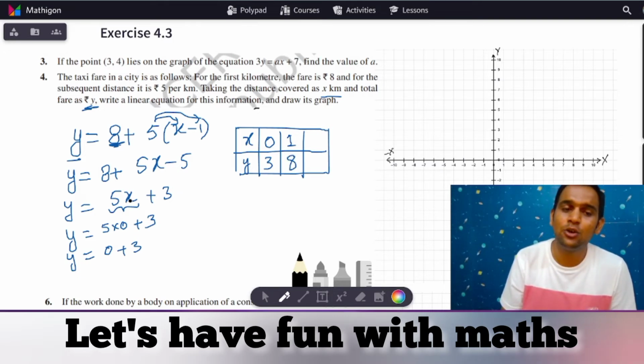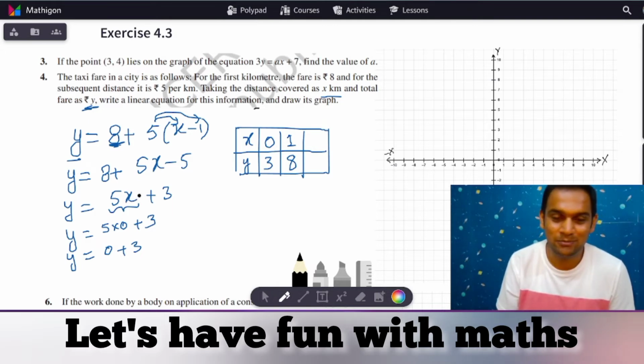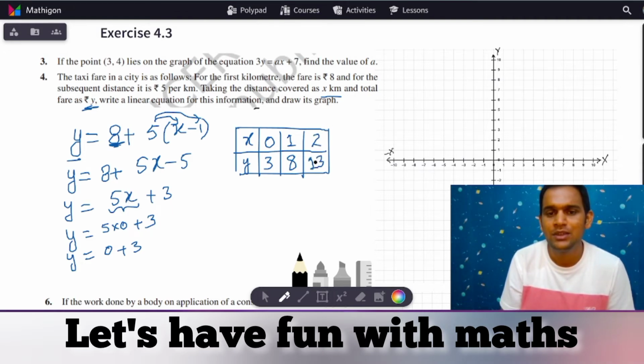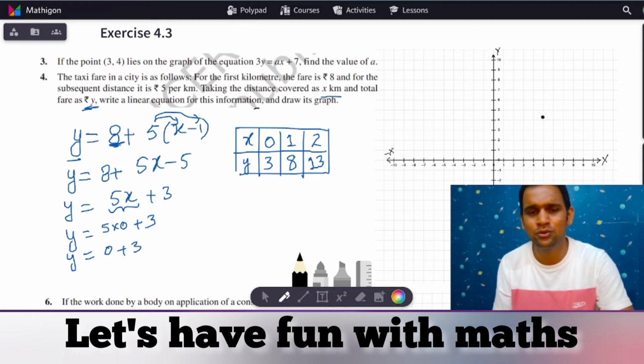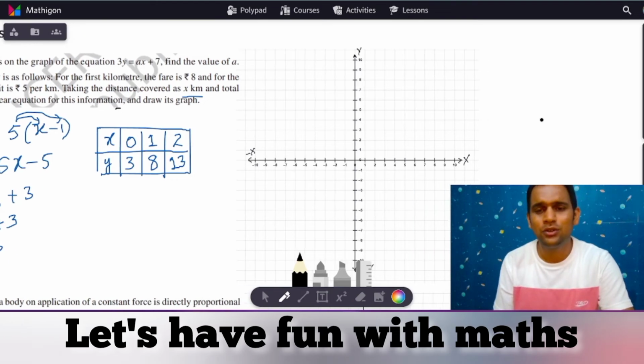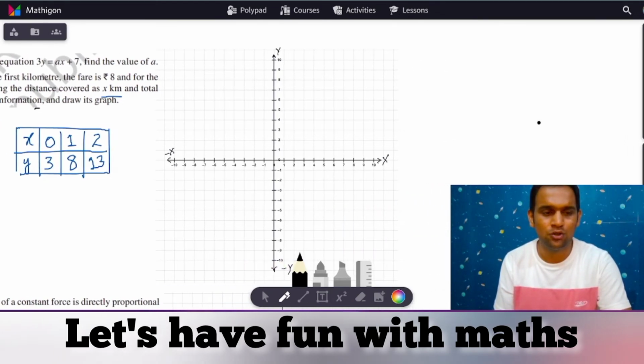If I take the value of x as... we won't take minus 1, because minus 1 as a distance does not make sense. And if we take 2, 5 times 2, the graph leads us to 13. Okay, so our graph is not big enough. Over here we have till 18, so only 10. So you can just adjust your graph accordingly, no problem with that.